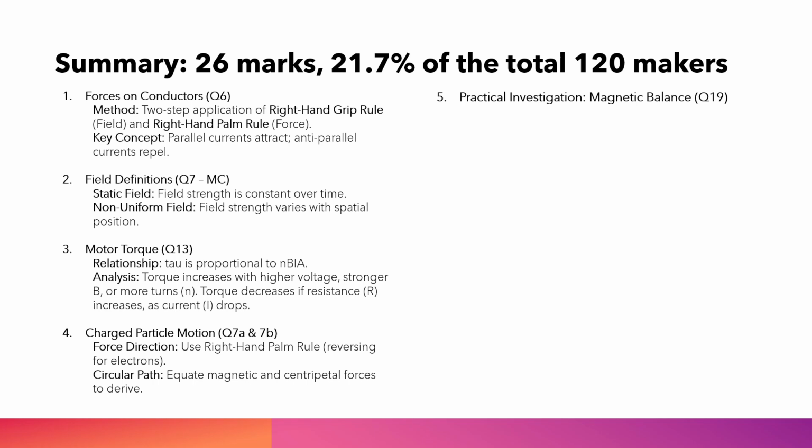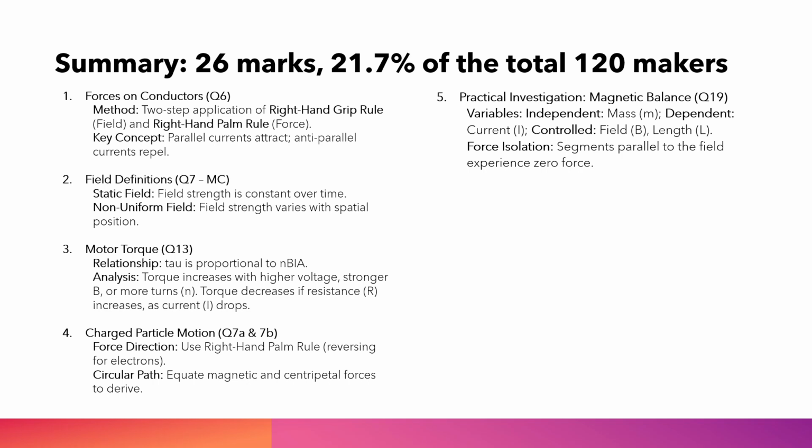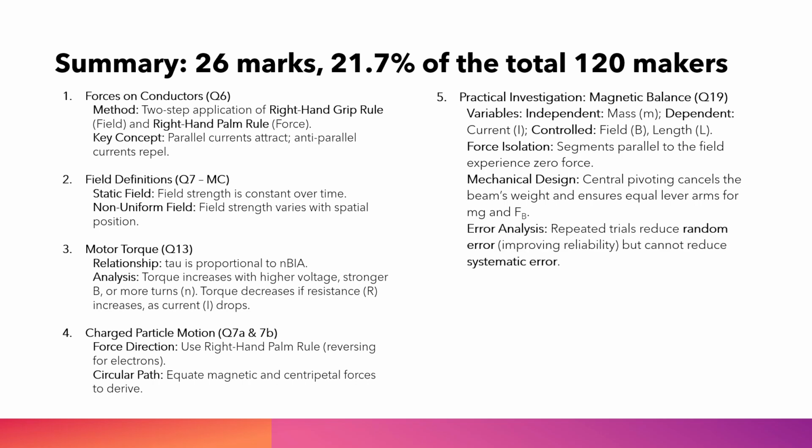5. Practical investigation. Magnetic balance, Q19. Variables, independent. Mass, m, dependent. Current, I, controlled. Field, B, length, L. Force isolation. Segments parallel to the field experience zero force. Mechanical design. Central pivoting cancels the beam's weight and ensures equal lever arms for mg and Fb. Error analysis. Repeated trials reduce random error, improving reliability, but cannot reduce systematic error.